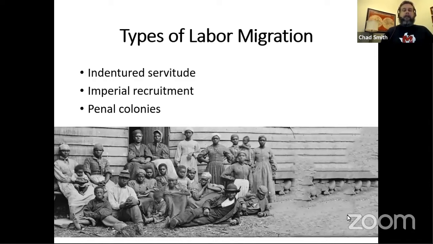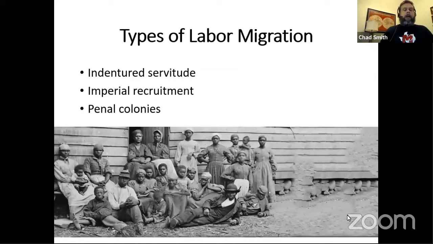For example, we just read about the sugar colonies in an island off the coast of Southeast Africa. They might be forced to move to that very island in order to work in a sugar plantation there. So imperial recruitment was very similar to indentured servitude, except you were within one empire, and it was the colonial government moving people from one section to another section.